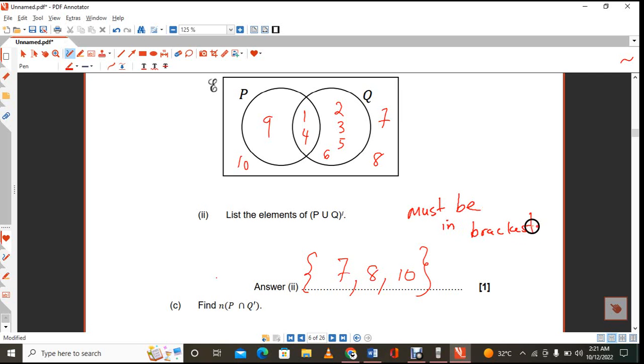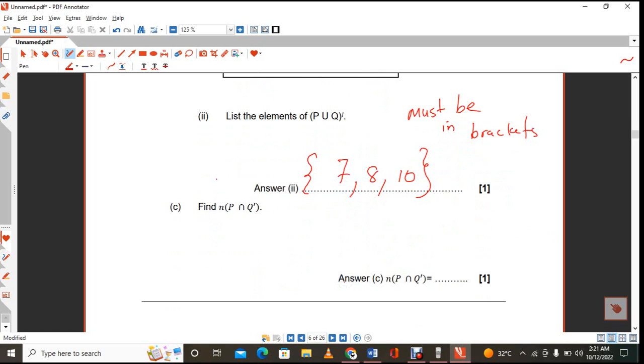Oh my goodness, where I spelled parentheses there or brackets. There you go. Part C. The number of elements in P intersect Q complement. Well, this could be a little bit tricky. So what do we know? Let's say I'm going to do P intersect Q complement.